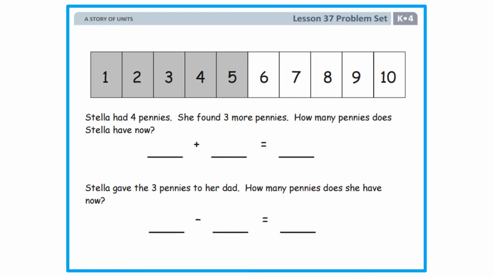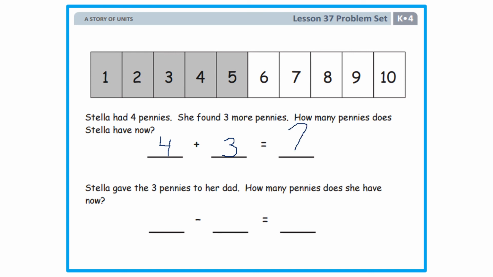Stella had 4 pennies and she found 3 more pennies. How many pennies does Stella have now? Well, how many did she have first? That's right, she had 4. Did she find some? Absolutely. She found 3. So 4 plus how many? 3. Good job. What's 4 plus 3? Show me in your hands. 4. Show me 3. 1, 2, 3. How many is that total? 7. Good job.